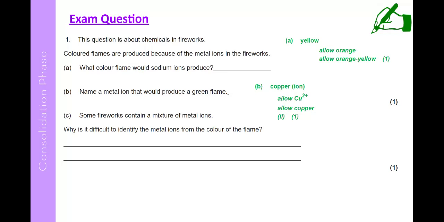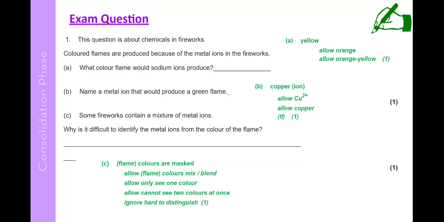C, some fireworks contain a mixture of metals. Why is it difficult to identify the metal ions from the colour of the flame? So they would have allowed a mark for any of these. The colours are masked. The colours might mix or blend. You might only see one colour. You might see two colours at once. Ignore that it's hard to distinguish. So you needed to say that the colours are masked or the colours mix.